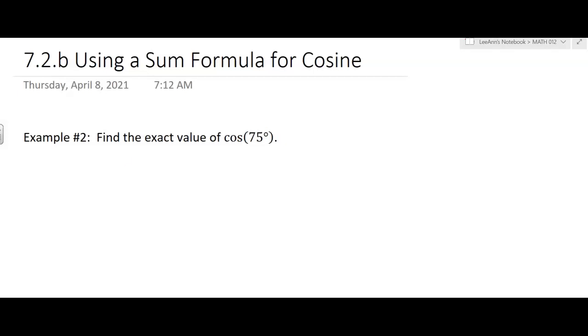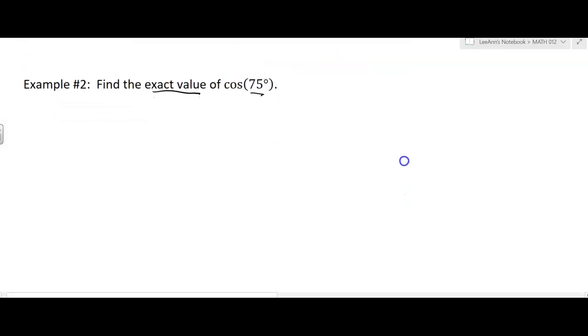Well, in this example, it says find the exact value of the cosine of 75 degrees. Well, you don't know the cosine of 75 degrees, an exact value. You could get an approximation on your calculator, but it won't give you the exact value. It's not a special angle. 75 is not a special angle. Okay, but what we can do is split 75 up into two angles that we do know, like 45 and 30.